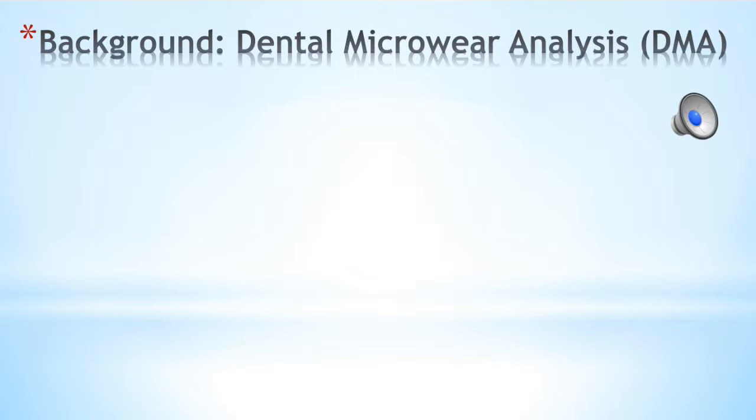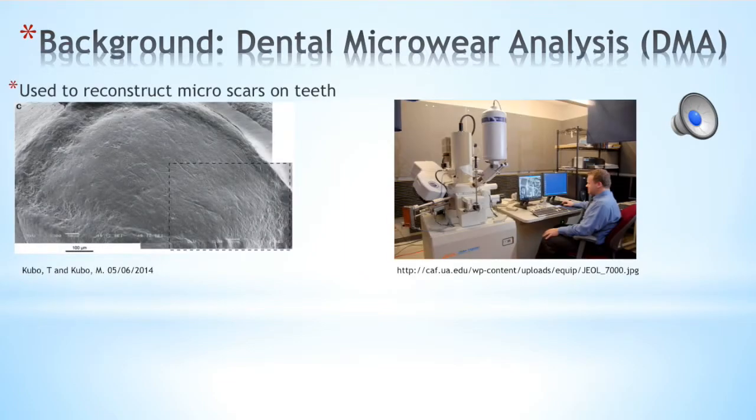The Kubos used a method called dental microwear analysis, or DMA, as their method of working out whether Silosaurus was an herbivore, omnivore, or faunivore. DMA uses electron microscopes to identify microscopic wear and tear on teeth fossils. Scientists can use this type of analysis to learn a huge amount about the specimens they study, from how their jaws moved to their diets.